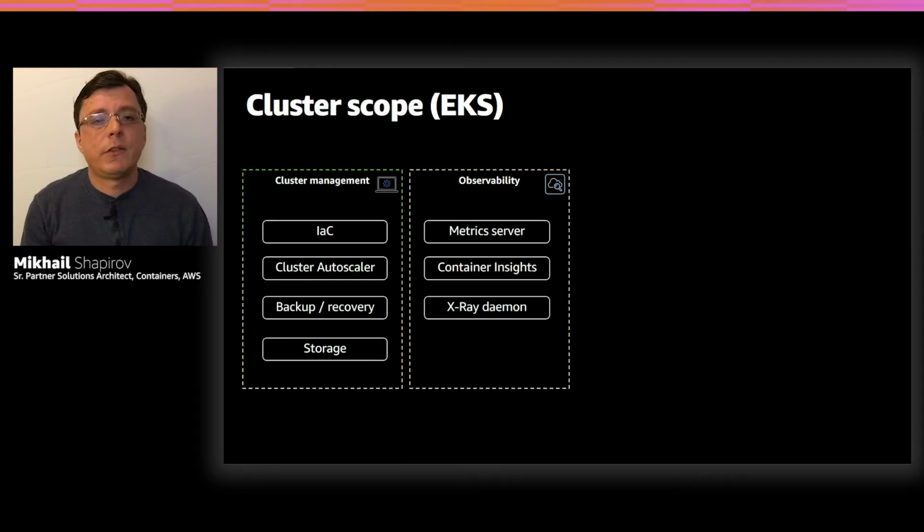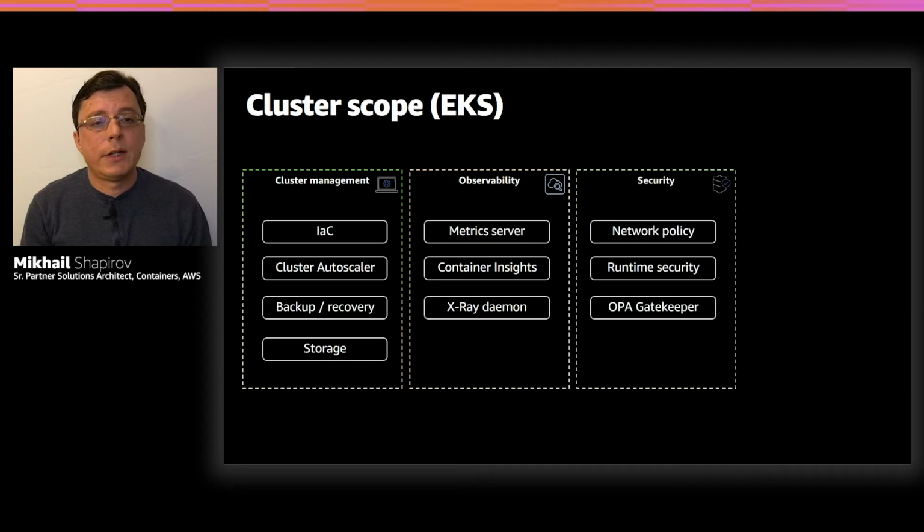On the observability side, we need to make sure metrics server is running. It's a prerequisite for a number of monitoring solutions, as well as obviously HPA and scalability at the cluster level. Container Insights, that's observability from the AWS side for containers. Distributed tracing may be represented by an X-Ray daemon.